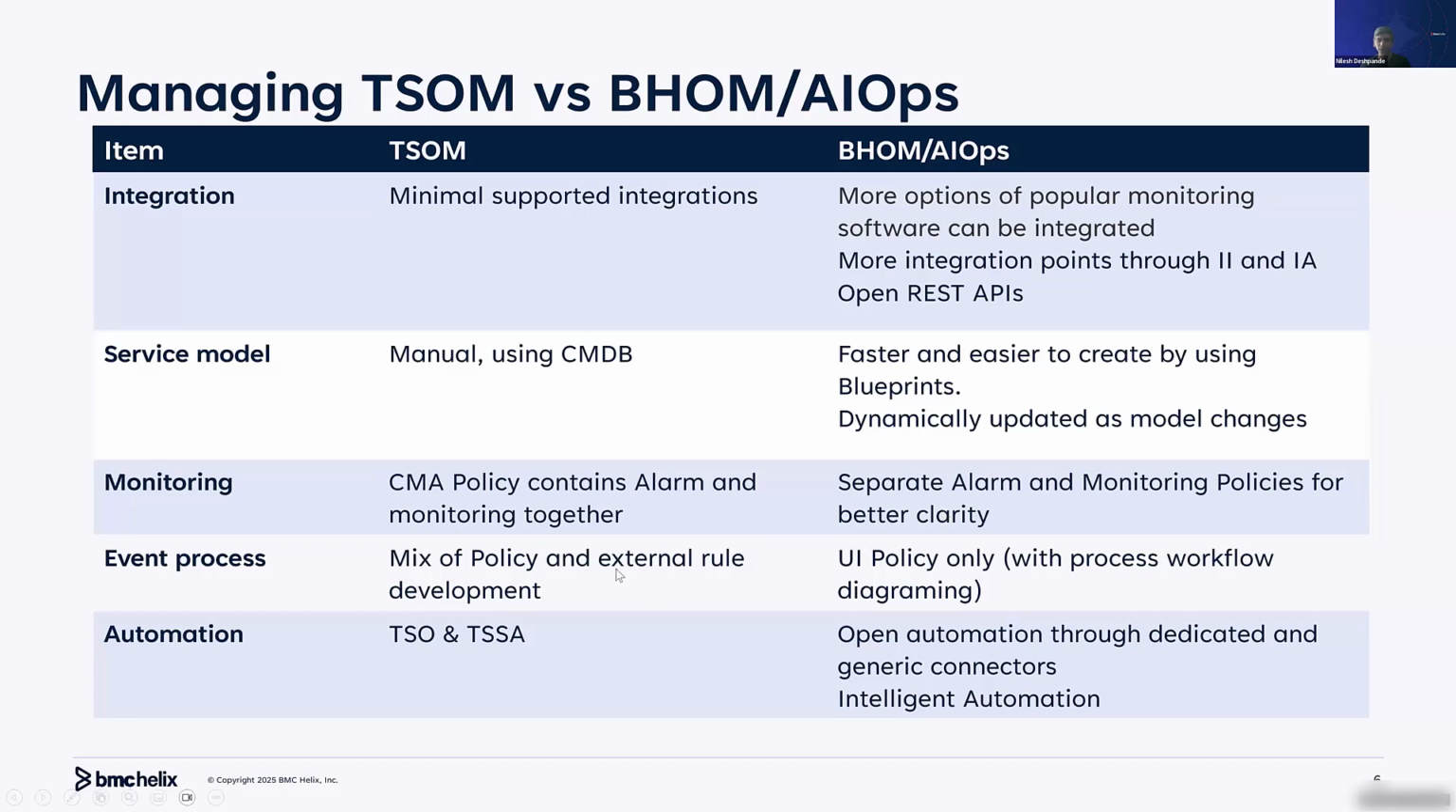For event processing, you had a mix of the policy and the rules which you were developing on the cell side. In BHOM AIOps, it's consolidated together into a whole process workflow diagramming. It's in the event policy. For automation, you have the TrueSight Orchestration and the Server Automation part. In BHOM AIOps, this is done via our module, intelligent automation, and this gives a lot of options to do the automation. There are dedicated applications, and you also have the generic connector where you can define your own automation based on the events.